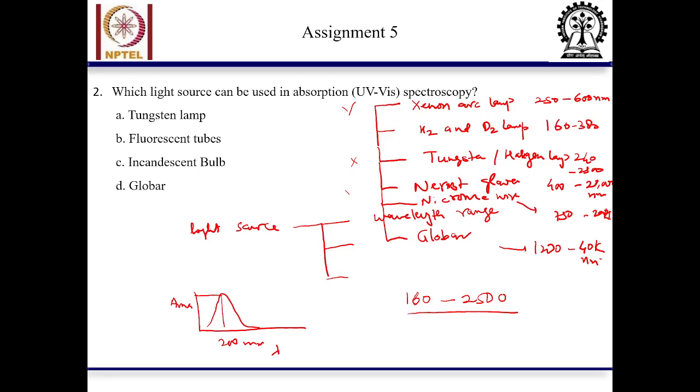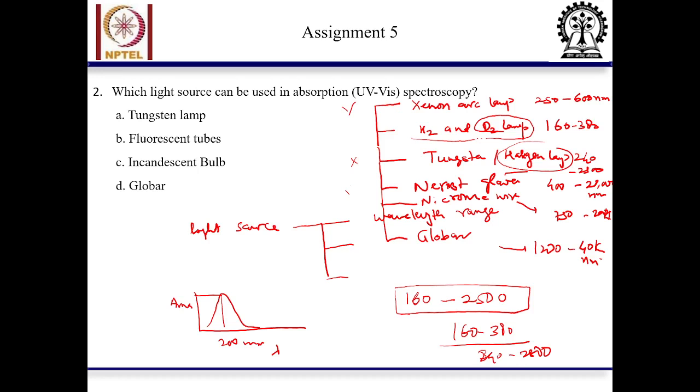So if I want a wavelength range of 160 to 2500, we have, for example, an Ocean Optics lamp that combines two types of lamp: one is the deuterium lamp, the other is the halogen lamp. Deuterium gives the 160 to 380 range, and after that, 250 to 2500 we have from the halogen. This way you can combine the different wavelength ranges you want.